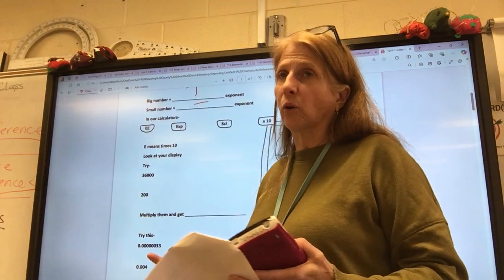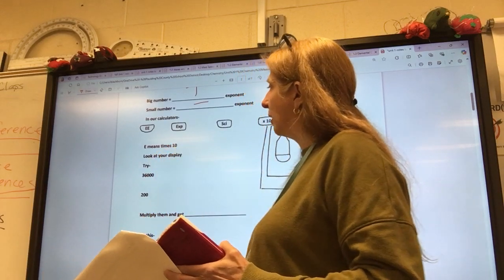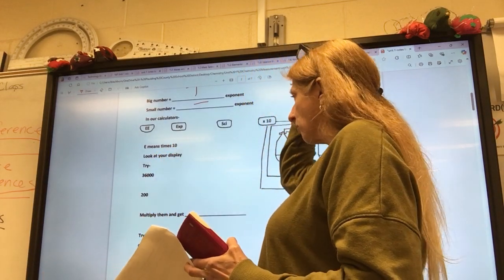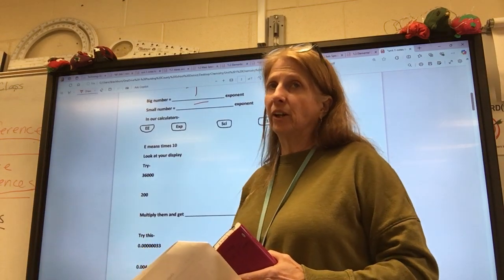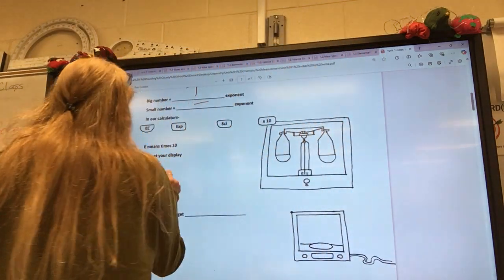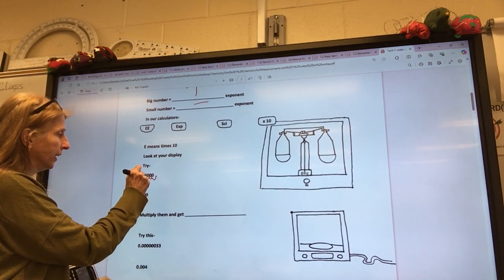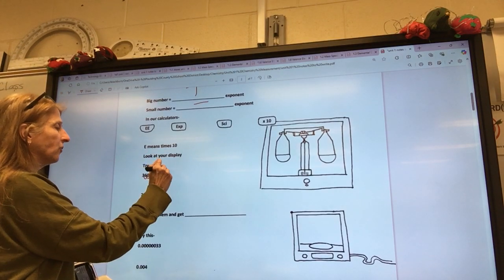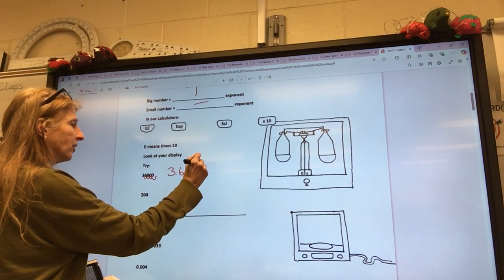In this shorthand way of telling our calculators, a capital E means times 10. First of all, I'm going to put this number in scientific notation, and then we're all going to practice putting it in our calculator. My decimal's right here. 1, 2, 3, 4 hops. So this is 3.6 times 10 to the 4th power.